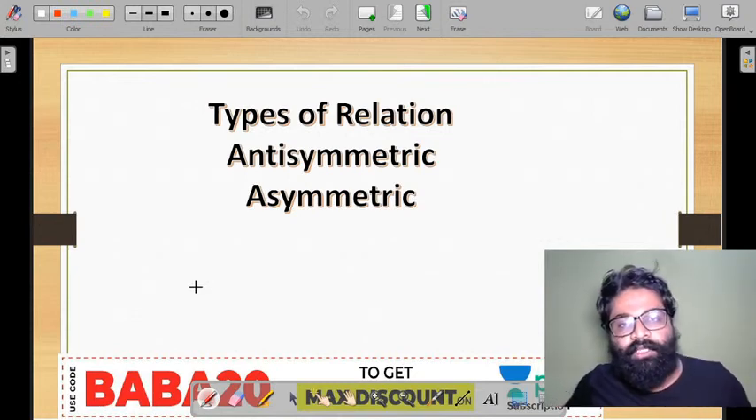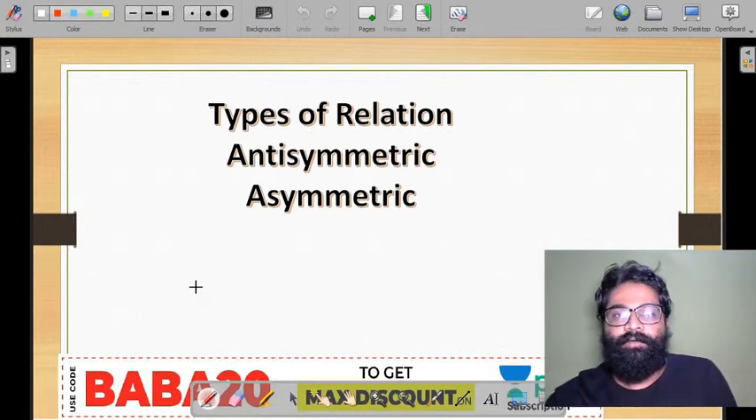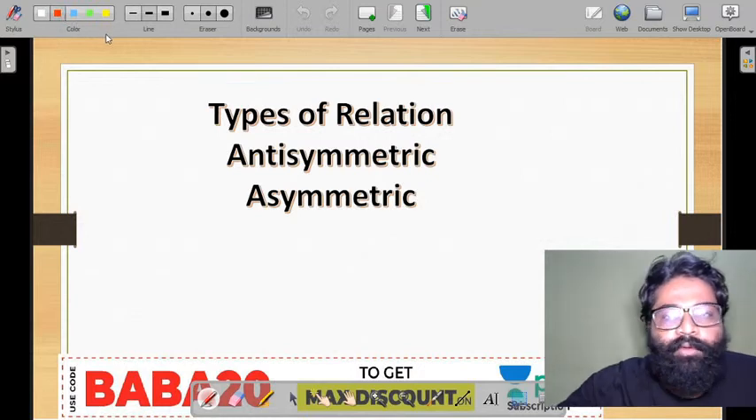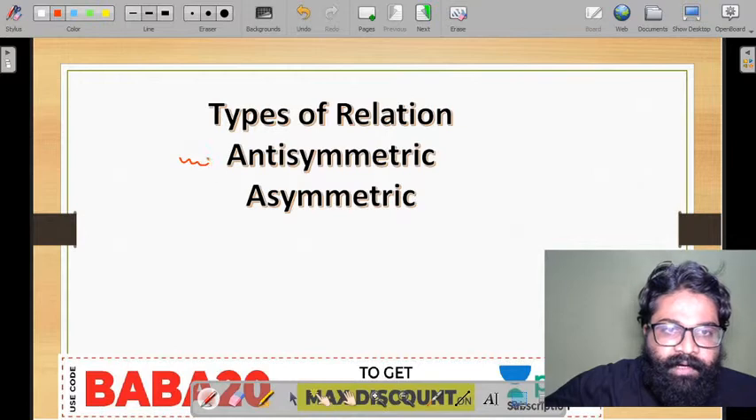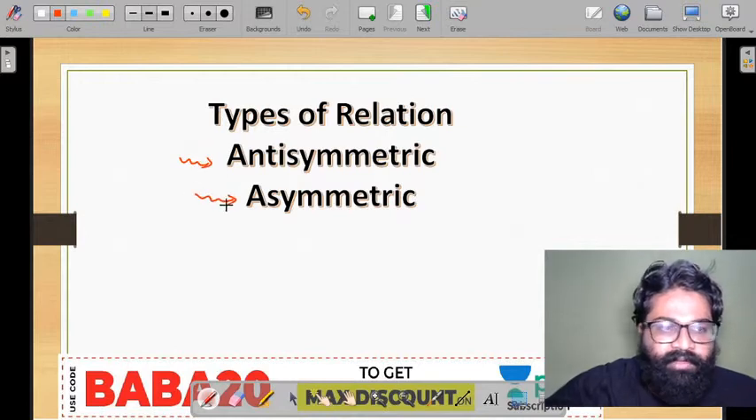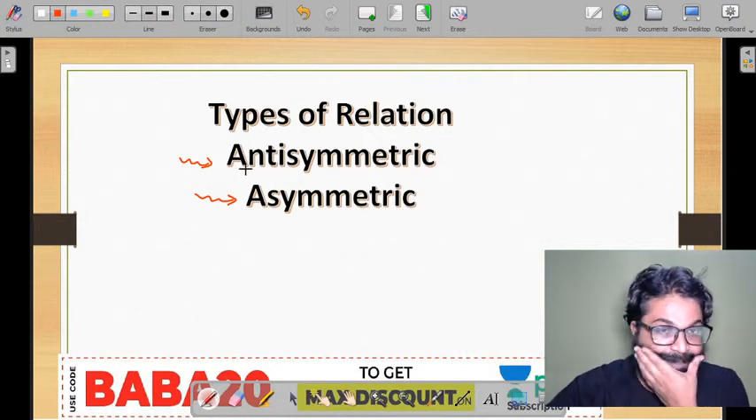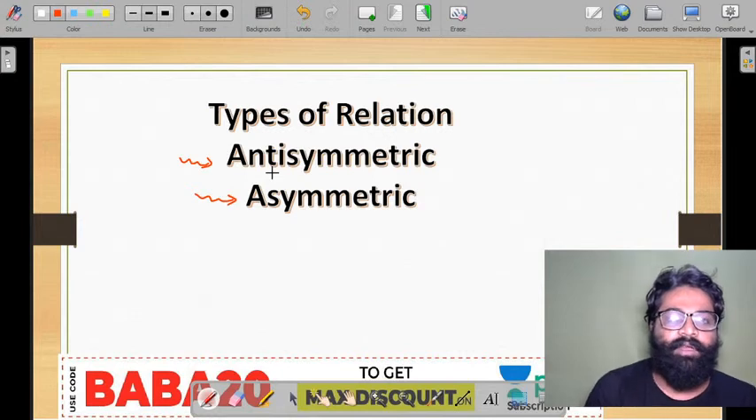My name is Satish Yadav, and today we'll try to see the types of relations. Basically, we will try to understand the types of relations. Today's topic is related to two types: one is anti-symmetric and one is asymmetric.